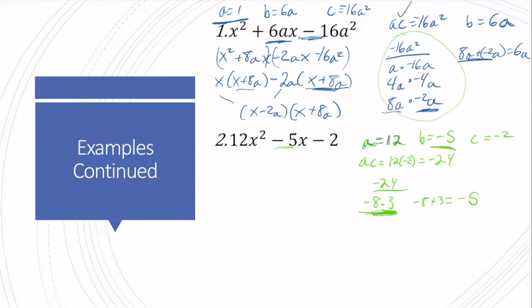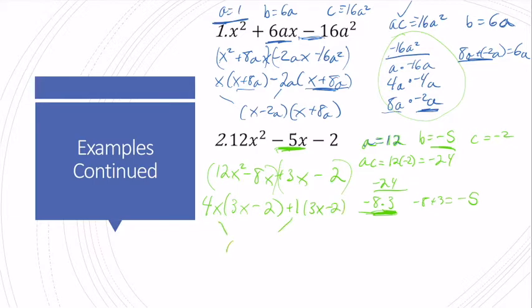So now I can pull this middle term apart. I've got 12x squared minus 8x plus 3x minus 2. And remember, we're just pulling apart that middle term. If I combined like terms, I'd get back to my original polynomial. So I'm going to go ahead and factor by grouping. 12x squared minus 8x, the greatest common factor there is going to be 4x. That leaves me 3x minus 2. And the greatest common factor of 3x and negative 2, well, that's just going to be a 1. And I still have to pull out that factor, even if it's a 1.